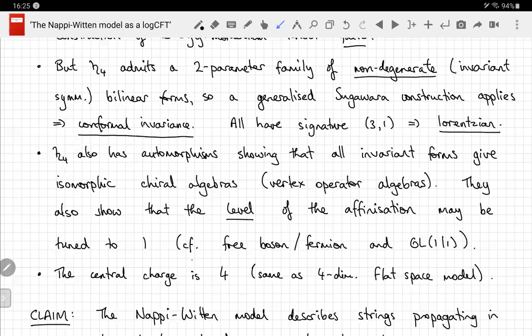And indeed, one thing which hopefully we remember from our first string theory course is that the central charge of a bosonic string is just the number of dimensions of the target space. And so that turns out to be true for the Nappi-Witten model as well. We have a 4-dimensional target space, and the central charge is exactly 4. So again, it's not really that different so far.